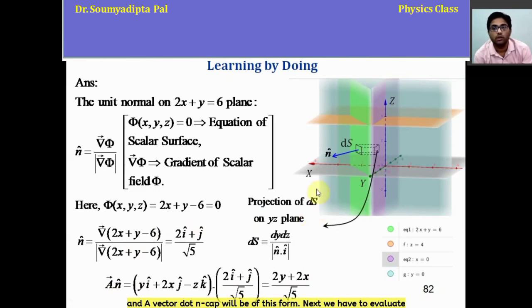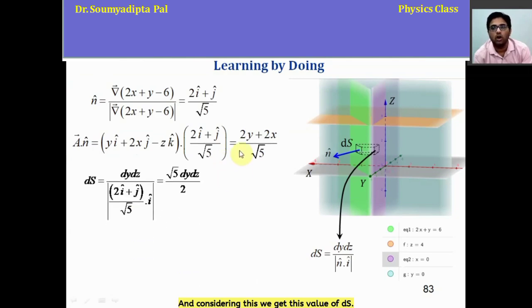Next, we have to evaluate dS in terms of the elemental area on the yz plane, by the concept of taking the projection of dS on the yz plane. As you know, the direction normal to the yz plane is along i cap, which is the unit vector along the x-axis. Here we have to consider the dot product of n cap with i cap. Considering this, we get this value of dS, root 5 by 2 dy dz.